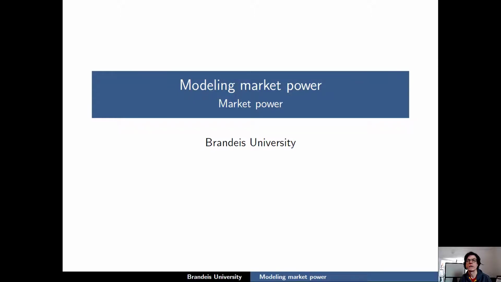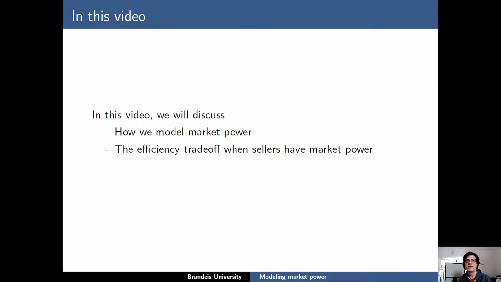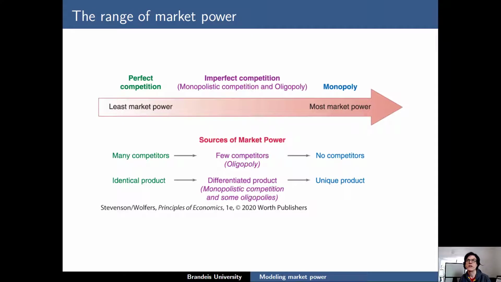Modeling market power, part of our lecture series on market power. In this video, we're going to discuss how we model market power and what the efficiency trade-off is when sellers have market power. You've seen this chart in a previous video.